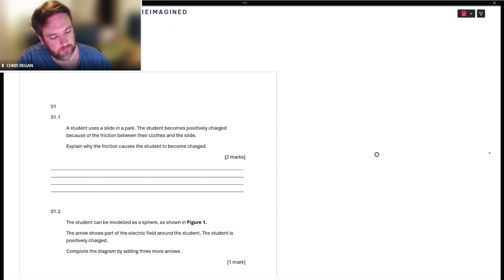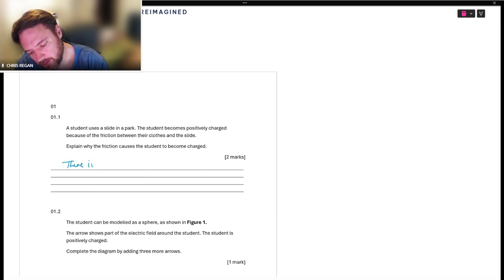Okay, so first point here is about the transfer of electrons. That's what essentially things become charged because of, that transfer. So there is a transfer of electrons. Okay, that's our first mark.